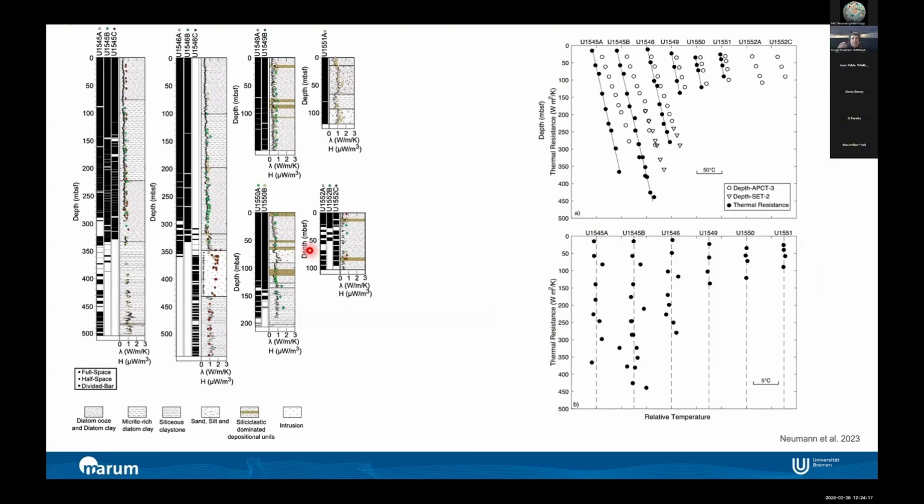Then the other example is drilling data. This is also in Mexico, in the Guaymas Basin, a little bit further south. What you can see on the left side are the different holes. Each of these are different locations, called sites. Within a site, you can have different holes, marked by A, B, C, and so on.